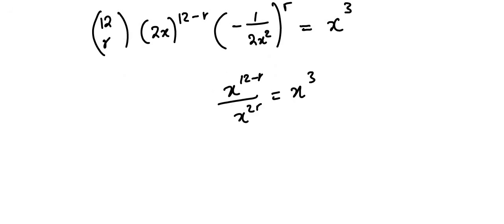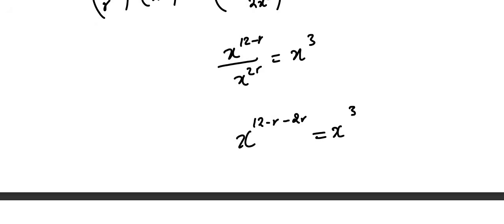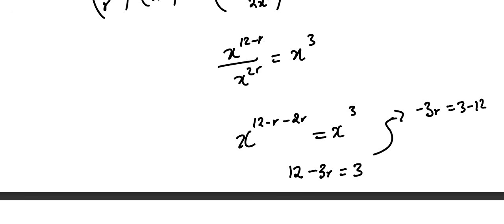From here, we can simply have x. Subtract the powers because the bases are the same. This is minus 2r. This will be x to the power 3. Then this will give us 12 minus 3r is equal to 3. Then from here, this will be negative 3r is equal to 3 minus 12. So this will be negative 3r, negative 9, divided by negative 3. So r is equal to 3, right?